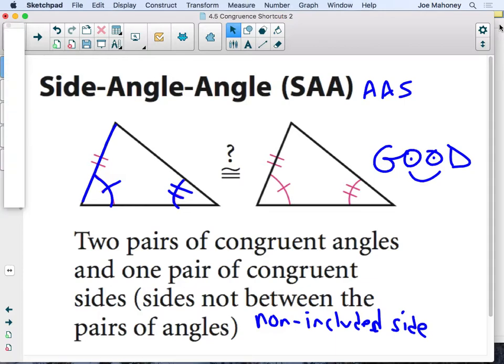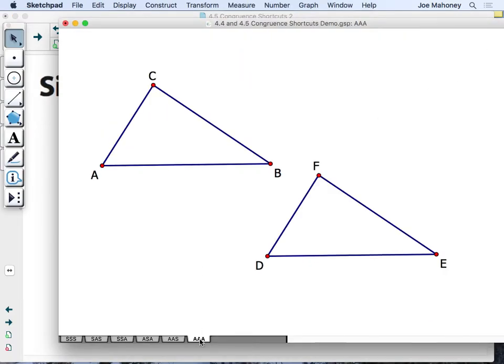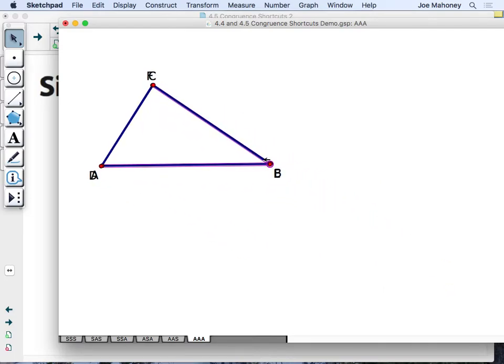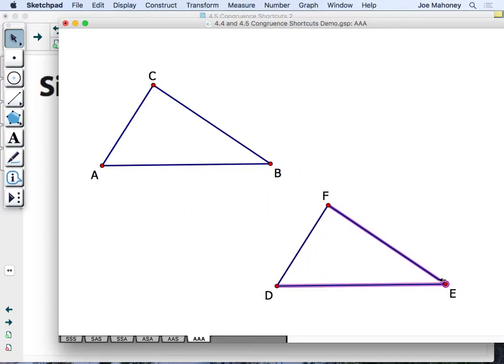And finally, let's take a look at our last one. Our last one is angle, angle, angle. And sure enough, it looks like those two triangles are congruent. But wait a minute.